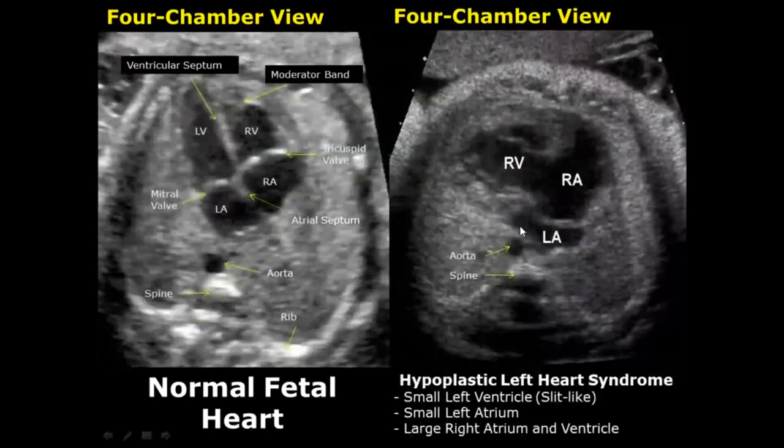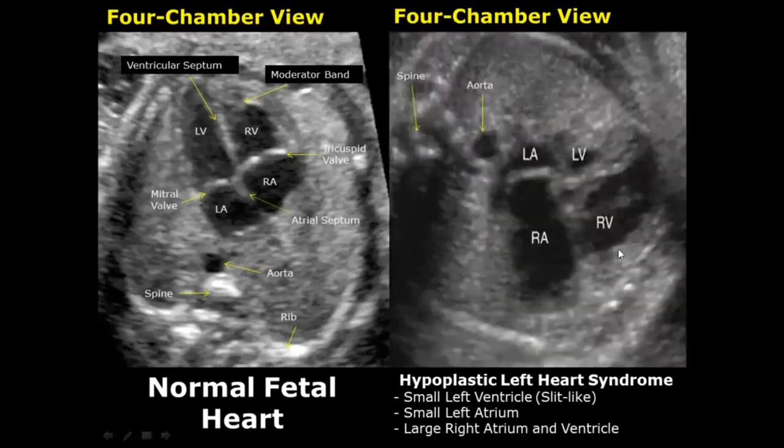In hypoplastic left heart syndrome, the left side of the heart will be smaller. We will have a small left atrium and small left ventricle, and the right atrium and ventricle will be enlarged.